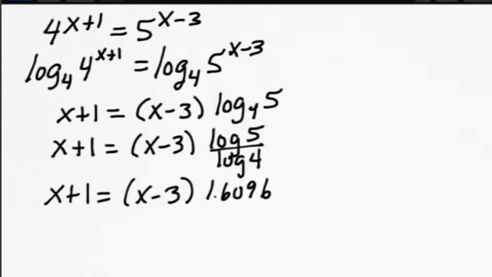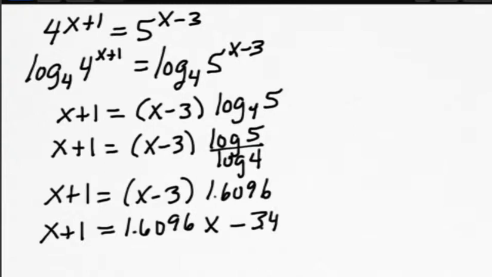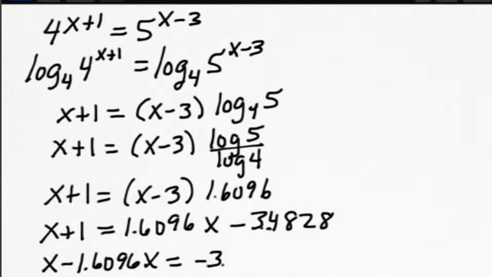I'm just going to go ahead and simplify. So this is x plus 1 equals 1.6096x minus, and then 3 times that would be 3.4828. Now I need to subtract the 1.6096x from both sides, so I have x minus 1.6096x equals negative 3.4828 minus 1. So notice I subtracted 1 from both sides, and I subtracted this quantity from both sides and this quantity from both sides.